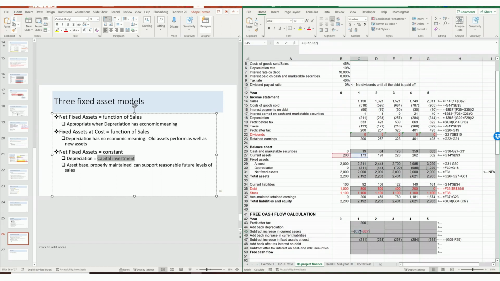So it's a positive number here. Let me just check. Yes, there's a decrease in current assets, so we treat it as a positive number. Okay, so that makes sense. If it's an increase, it's usually going to be a negative number.